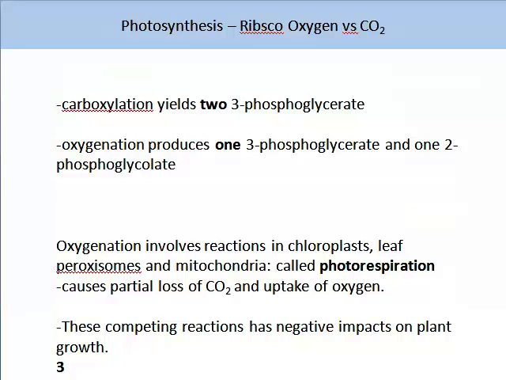Oxygenation involves reactions in the chloroplast, leaf peroxisomes and mitochondria. This process is also known as photorespiration, and it causes partial loss of the production of sugars, based on the fixation of carbon dioxide and the uptake of oxygen. These competing reactions have negative impacts on plant growth, and these also have negative impacts on productivity and yield, and can be seen often in agriculture, especially agriculture occurring in Australia.